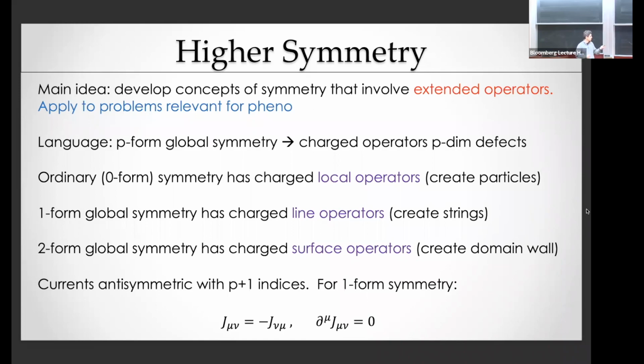Okay, two-form symmetries are also relevant in this discussion, but we probably won't talk too much about them today, so I'll skip that. And we'll often write currents. Currents for P-form symmetries are antisymmetric operators with P+1 indices. So for a one-form symmetry, which is kind of our hero today, we'll have a current J mu nu, which is antisymmetric and conserved at least at separated points.